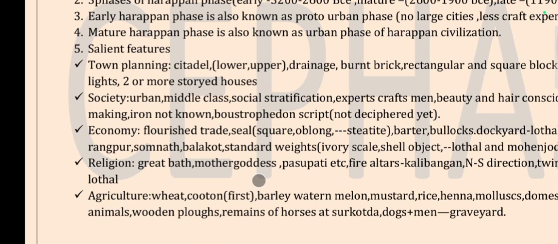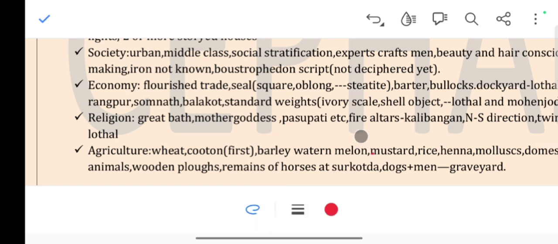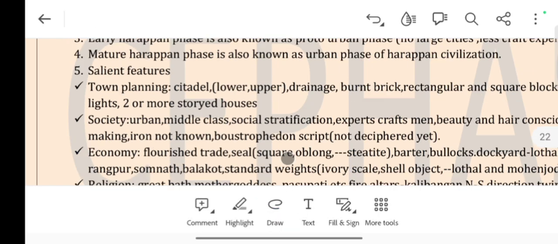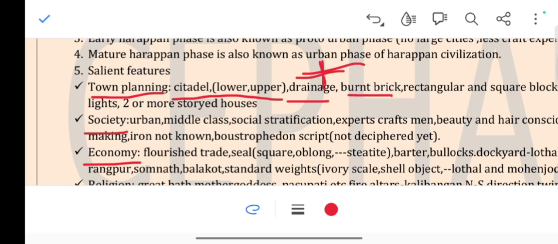And we discussed the salient features: town planning, and society, economy, and religion. In town planning, the town is divided into citadel, lower and upper, and the drainage system is like a rectangle; they cut in straight lines, perpendicular to each other. Burnt bricks are used in the ratio 1:2:4. Rectangular and square blocks are there, and two or more storied houses are there.